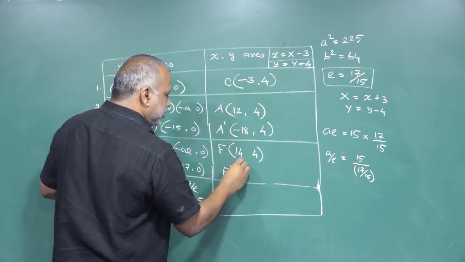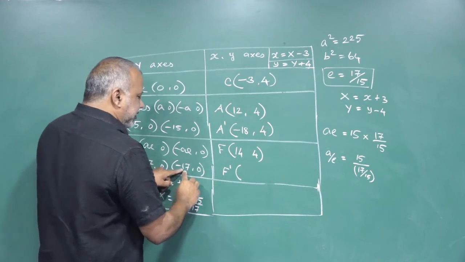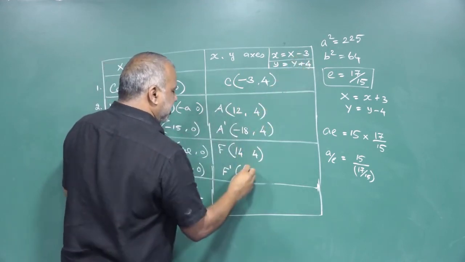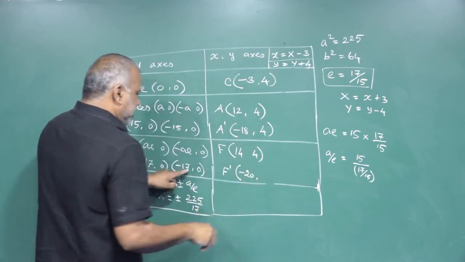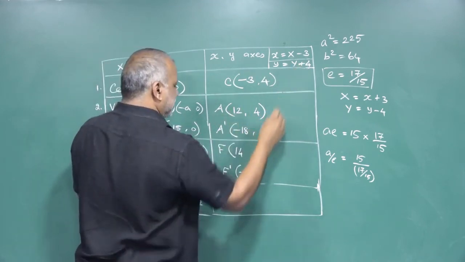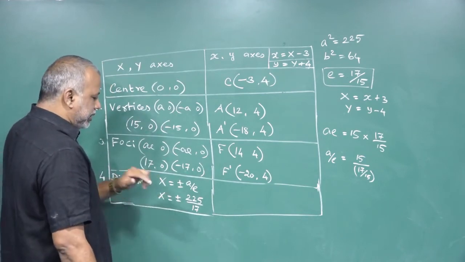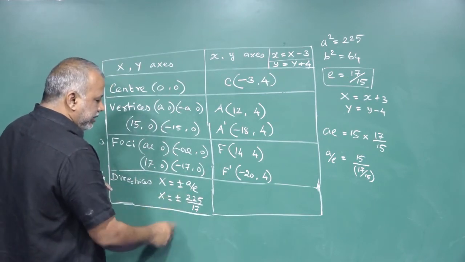Then F dash. Say minus 17. Minus 17 means it belongs to capital X. Minus 17 minus 3 is minus 20. Then 0 belongs to Y. Again 4. Then directrices X equal to plus or minus 225 by 17.